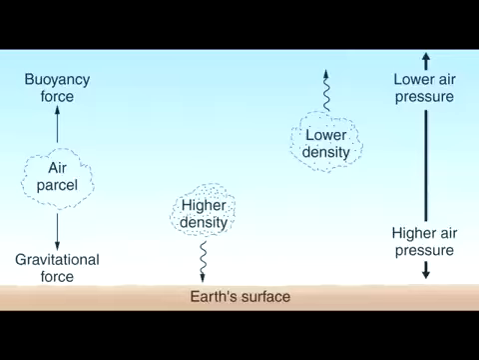However, that changes when the density of the air parcel changes. If you have an air parcel that has a higher density than its surrounding air, then it will sink towards the Earth's surface. If the density of the air parcel is lower than the surrounding air, then it will rise. But what determines the density of air? The answer is simple. It's the temperature. Lower temperature, higher density. Higher temperature, lower density. So an air parcel that is warmer than its surrounding will rise. An air parcel that is colder than its surrounding will sink.